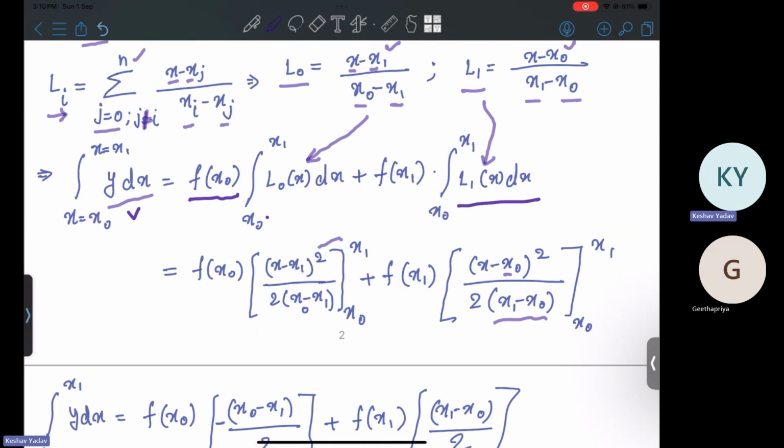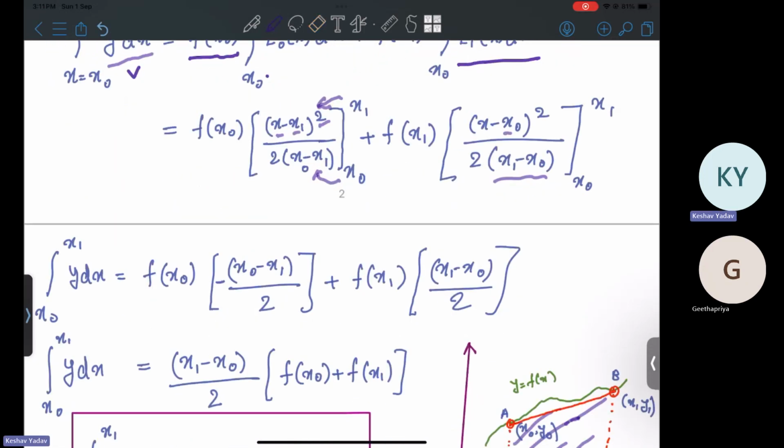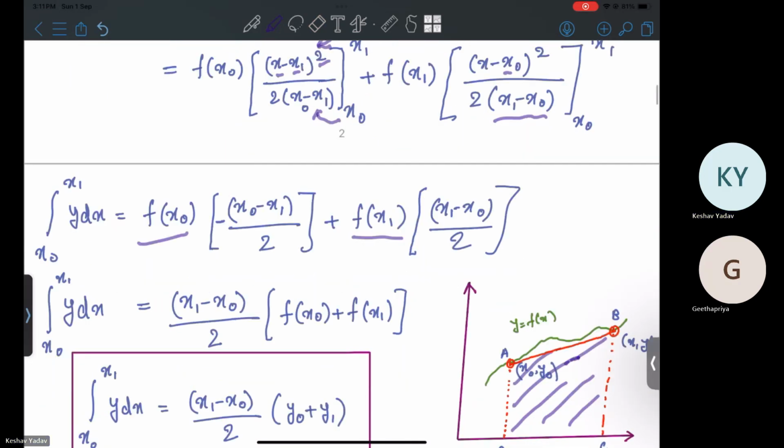If you put limit x1 here, what will it be? This will become 0. When I put x0, so x0 minus x1 divided by x0 minus x1, here it is whole square, so one will be cancelled. So it will come f at x0, the same. There will be a minus sign, since when we put x1, that becomes 0. So minus (x0 minus x1) divided by 2 plus f at x1, (x1 minus x0) divided by 2.